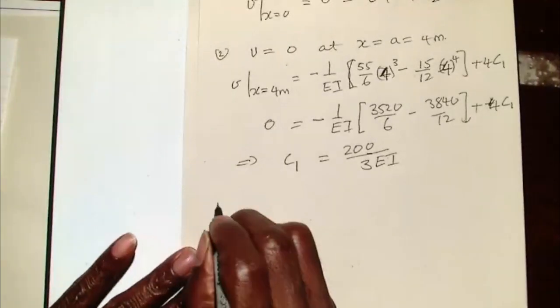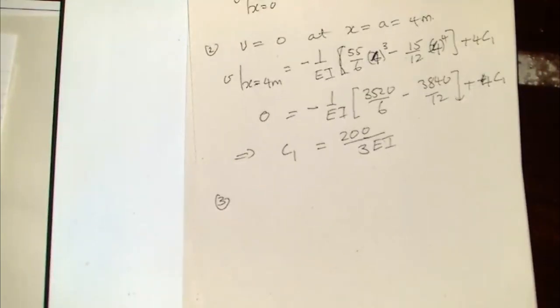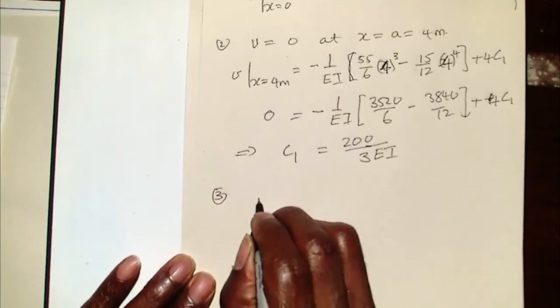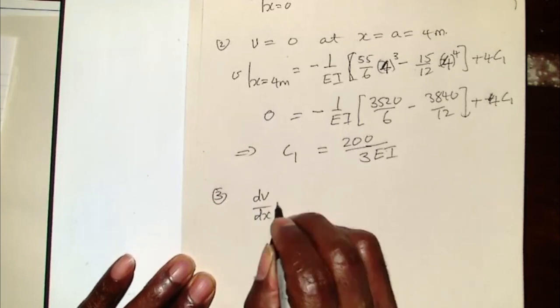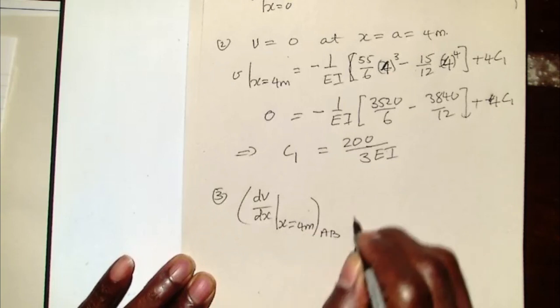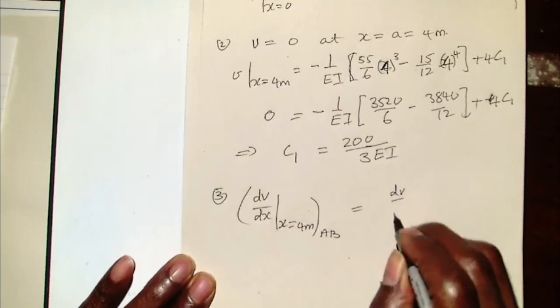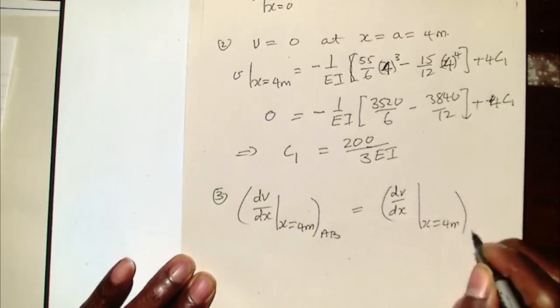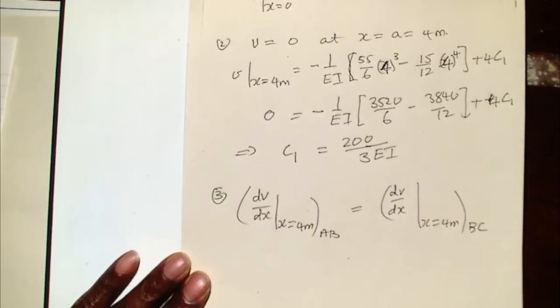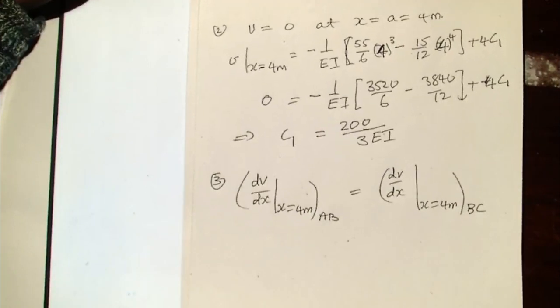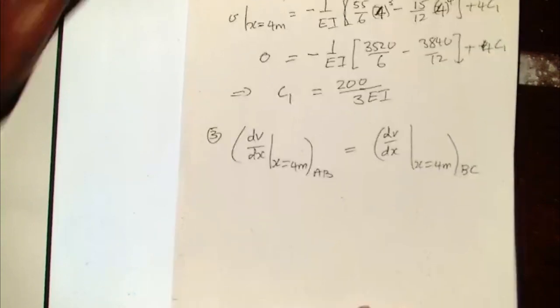So I will go back and I will say, my number 3 is that whatever happened at point B from one side to the other has to be continuous. So I will say dV/dx at x equals 4 meters for section AB must equal dV/dx at x equals 4 meters for section BC. Because you are looking at the same point, it doesn't matter which of the two equations you use, you must get the same number.